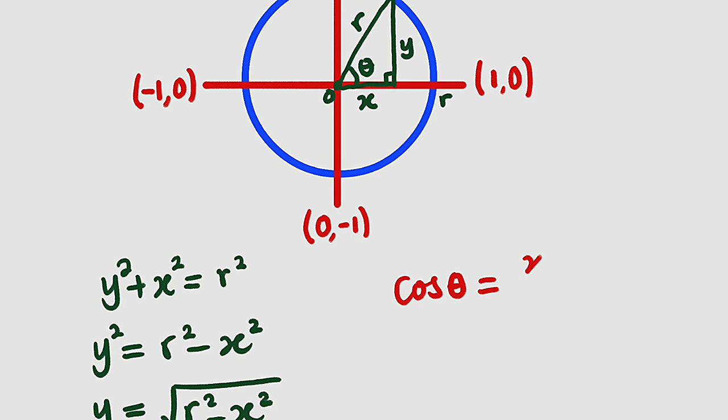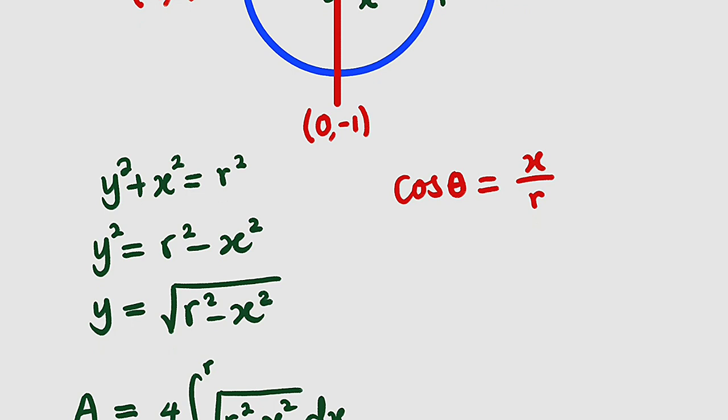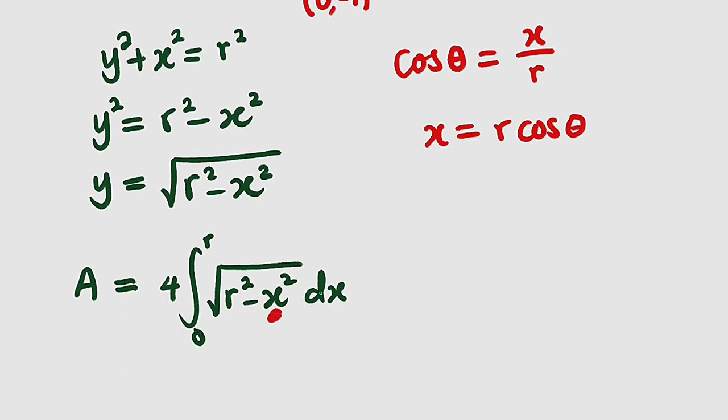And the adjacent is x. The hypotenuse is r. So if you want to make x the subject, you can just multiply both sides by r. Therefore, x is equal to r cosine theta. So instead of this x, we are going to replace it with what? R cosine theta. So let's do that.